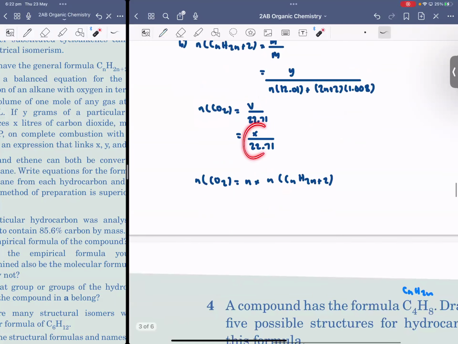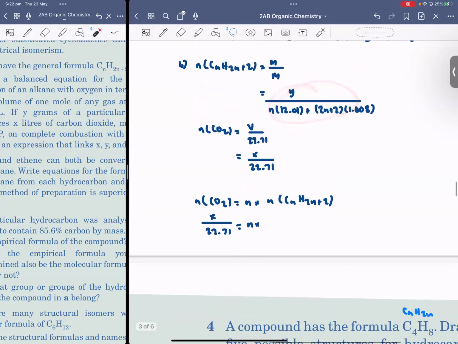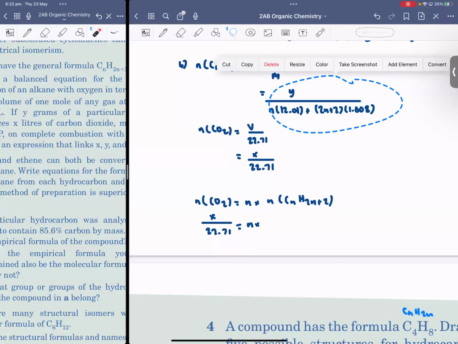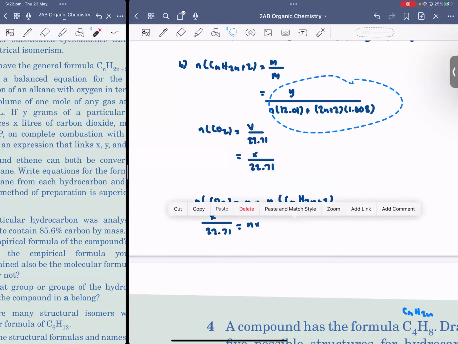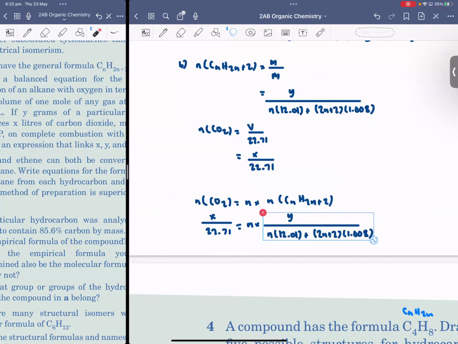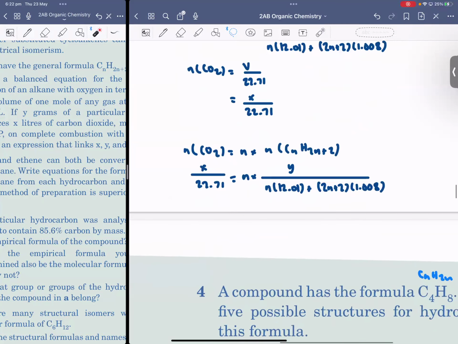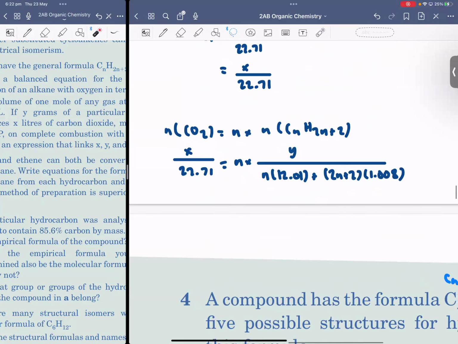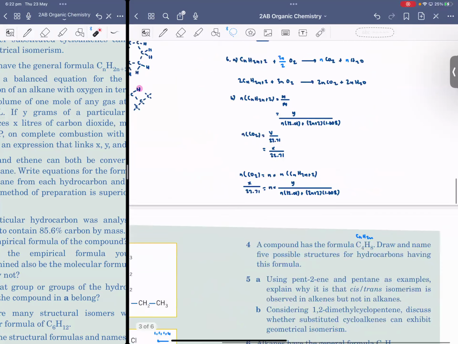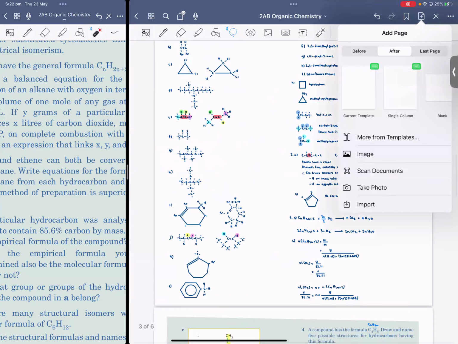And what do you know your number of moles of CO2 is in terms of X? X on 22.71. And what's your number of moles of this? Y divided by that. And there's your answer. It just said find an equation that links your X, Y, and N together. Cool. All right. Weird question, right? But I didn't make it up.